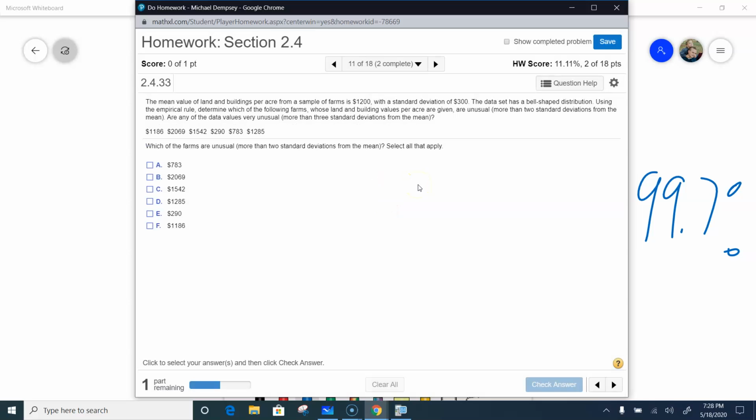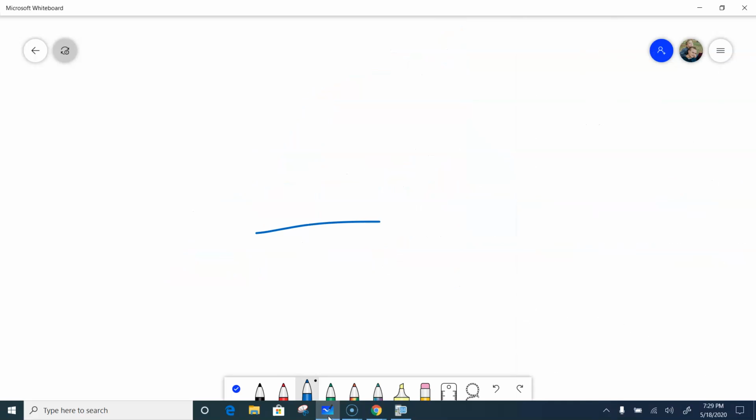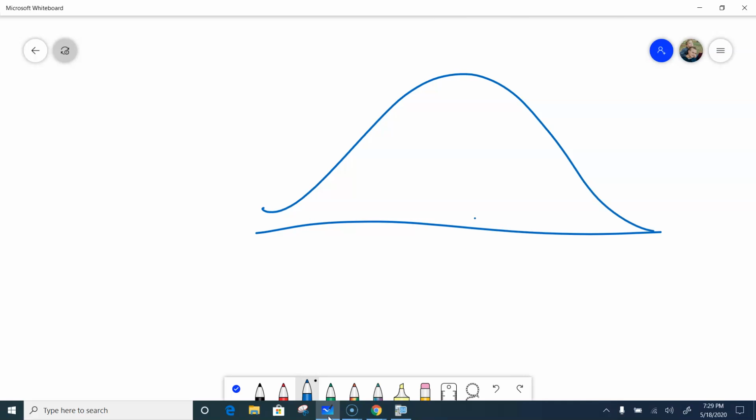Okay, so I have a mean value of 1200 with a standard deviation of 300. The data set below has a bell-shaped distribution, so we're talking about the empirical rule. Determine which of the following values would be unusual. So more than 2 standard deviations from the mean. Okay, so let's try to figure out where our unusual area is going to be from the start here. We have 1200 living in the middle. And then our standard deviation is 300.